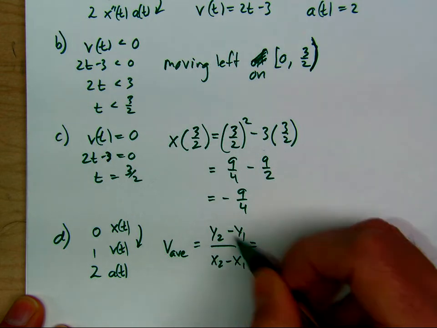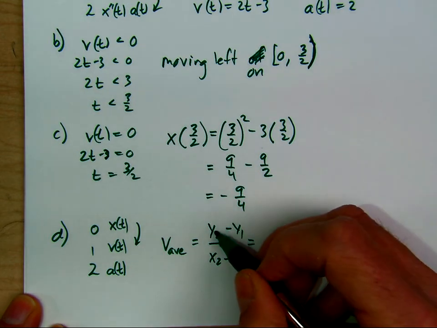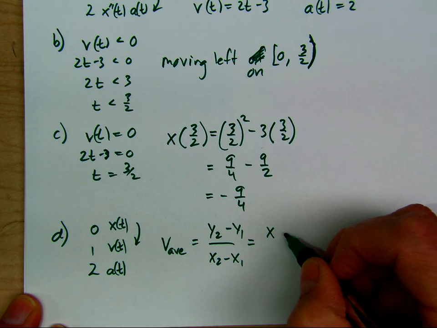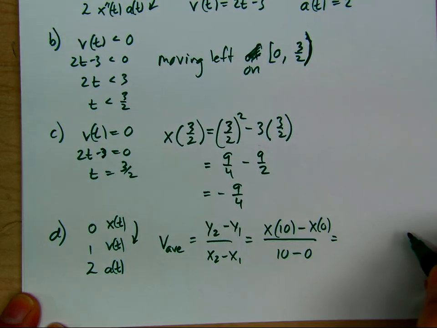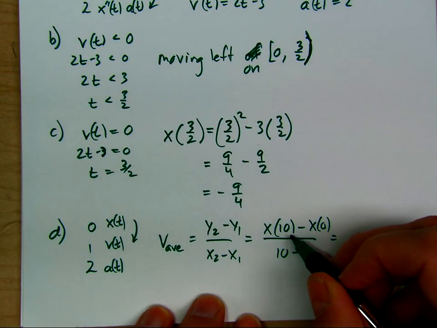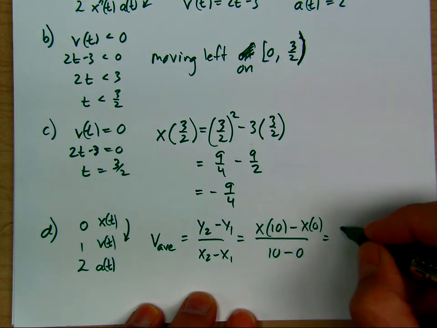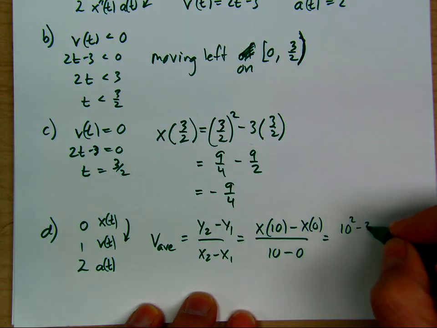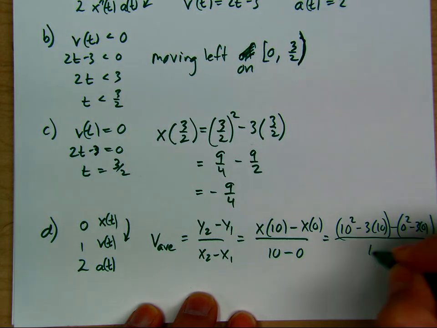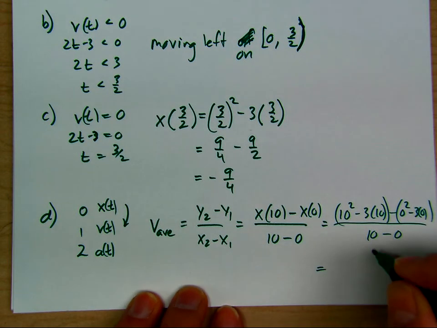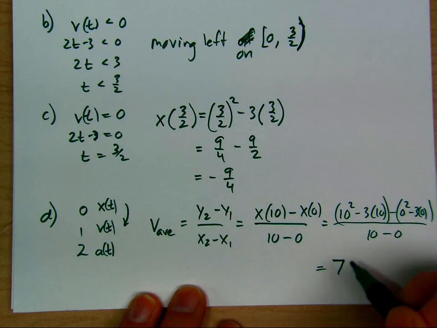The slope formula, and then in this case it's going to be x of 10 minus x of 0 over 10 minus 0. So now we're going to substitute a 10 into the position function, and that's going to be 10 squared minus 3 times 10. And then we'll have 0 squared minus 3 times 0 over 10 minus 0. And we get 70 over 10. So the average velocity is 7.